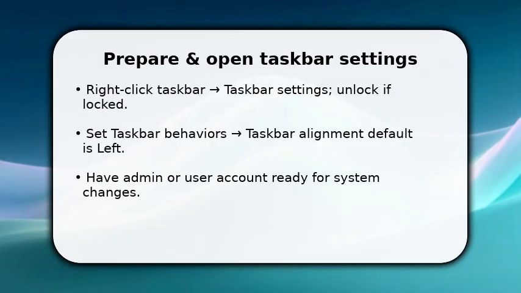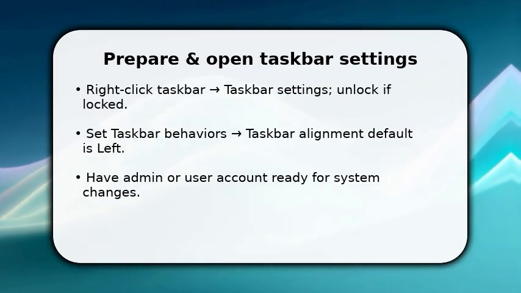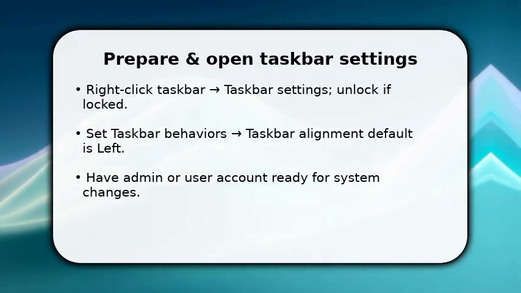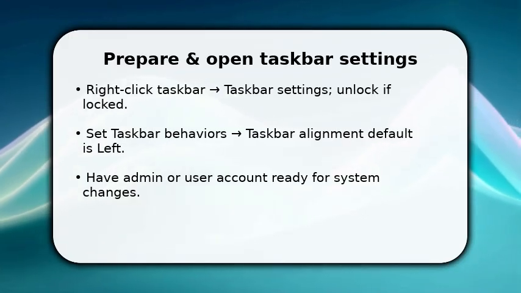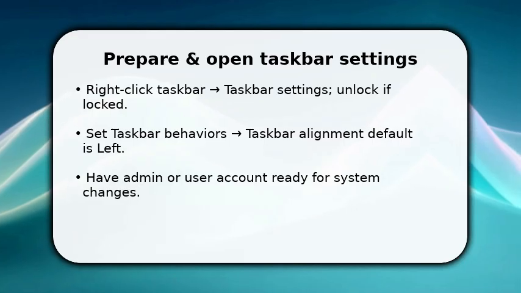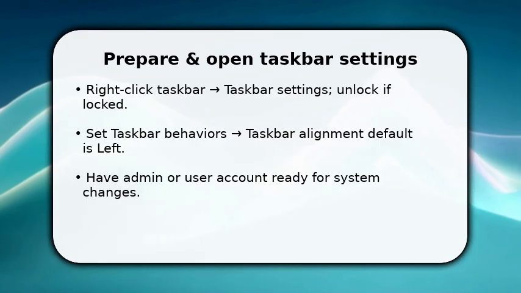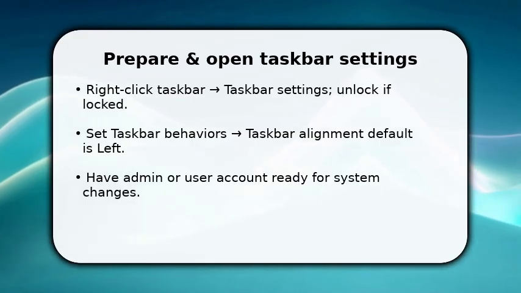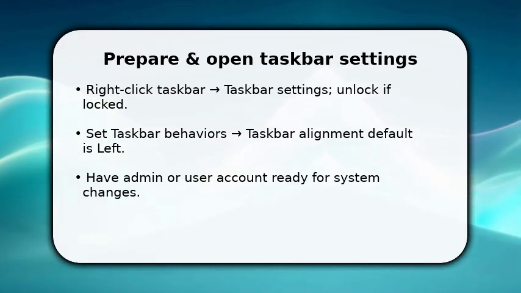You start by opening taskbar settings and unlocking the bar if it's locked. This lets you change alignment. Once done, go to taskbar behaviors and note the current alignment is left. Make sure you're in an account with permission to apply changes. You'll switch settings and, if needed, add a spacer or use a third-party utility. Follow each step in order so changes apply cleanly, and keep the settings window open for the next steps.